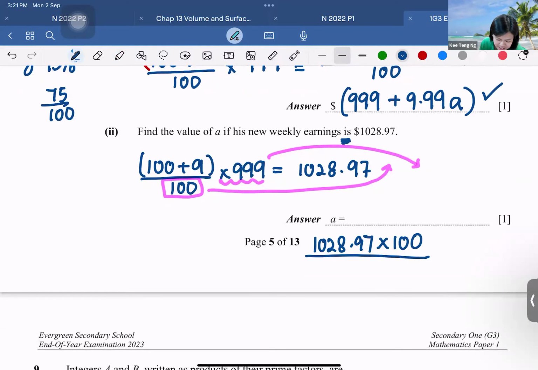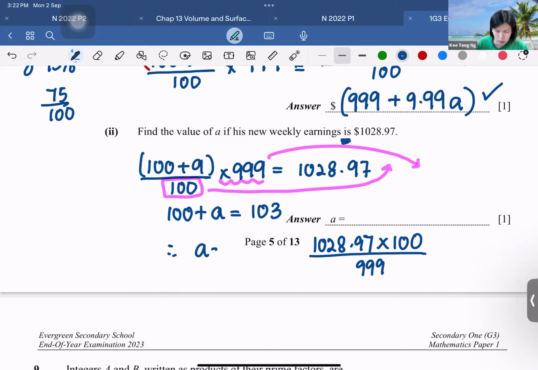Then how to get rid of the 999? Oops, I drew the answer already. How to get rid of the 999? Divide. Thank you. This whole thing, right? Okay, let me calculate. 1028.97. Anyone got the answer already? Is it 103? I got 103. I shifted everything away. I got this whole value to be equal to 103. Therefore, A is what number? 3. Answer. Well done.